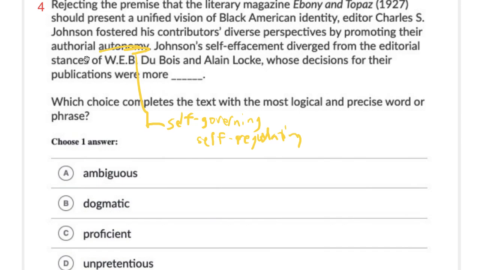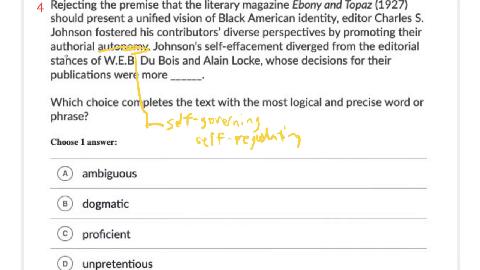And then authorial, well, they're authors. So authorial autonomy would be a kind of independence. Foster is basically saying to his contributors, I'm going to let you do your own thing. And that way we're going to get a lot of diverse perspectives, and I'm not going to get in the way. And that's in line with this rejection of a unified vision. He's saying, well, we don't want a unified vision. We're not going to say it has to be this one way. We're going to go for something more diverse.